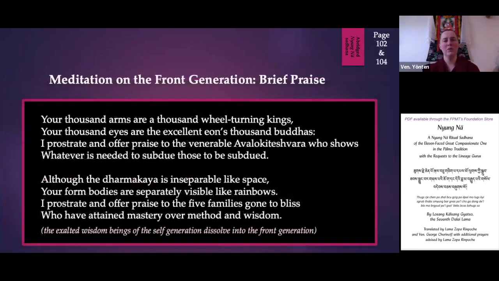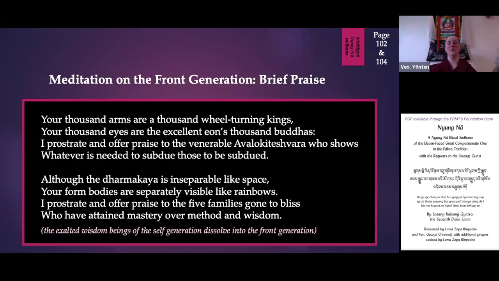Your 1,000 arms are 1,000 wheel-turning kings. Your 1,000 eyes are the excellent eons, 1,000 Buddhas. I prostrate and offer praise to the Venerable Avalokiteshvara, who shows whatever is needed to subdue those to be subdued. Although the Dharmakaya is inseparable like space, your form bodies are separately visible like rainbows. I prostrate and offer praise to the 5 families gone to bliss, who have attained mastery over method and wisdom.